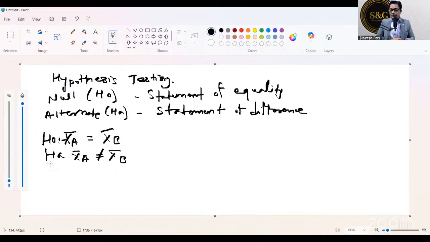Which nifty example, Sachin ji? So just understand the basics first.